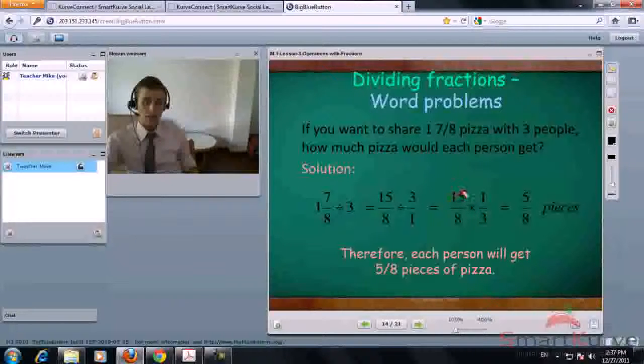You can cancel out 15 and the 3. The 3 becomes a 1. The 15 becomes a 5. 5 times 1 is 5. 8 times 1 is 8. Everyone would get 5/8 pieces of pizza.